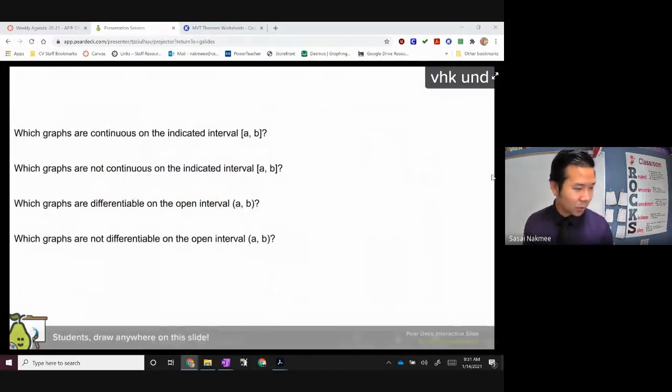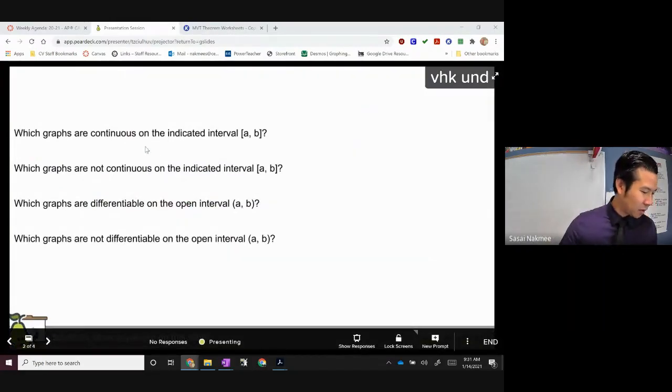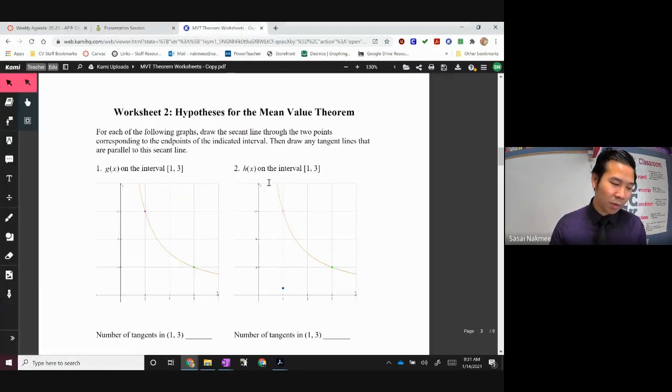What I want you guys to do right now is just type out the graph numbers that are continuous, which graph numbers are not continuous, which graphs are differentiable, and which ones are not differentiable. So how can you tell if something is continuous or not? That's what we learned in the past, right? And we talked about this really quickly when I went over number 1 and 2 right here. Number 1, I stated that this graph from 1 to 3, but this is important, by the way, you have to look at it on the interval that they give you, this graph is continuous.